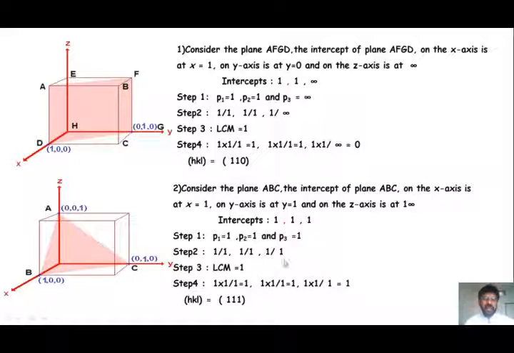By taking the reciprocal of these three, we get 1 by 1, 1 by 1, 1 by 1, its LCM is 1, and in this way, by multiplying the LCM to these reciprocals, we get the Miller indices 1, 1, 1. Therefore, if we consider a plane in this cube which intersects the three axes and has the coordinates 1, 1, 1, then the Miller indices of this plane are also similar, that is 1, 1, 1.